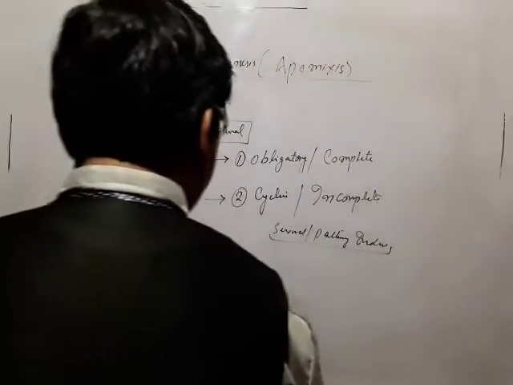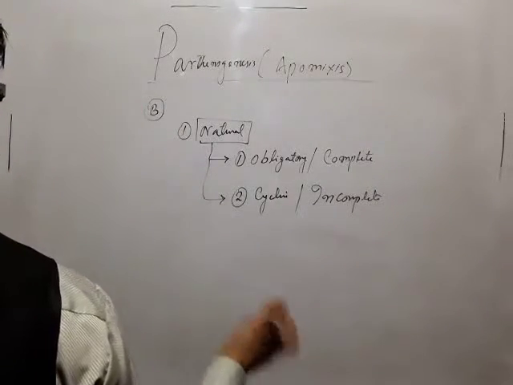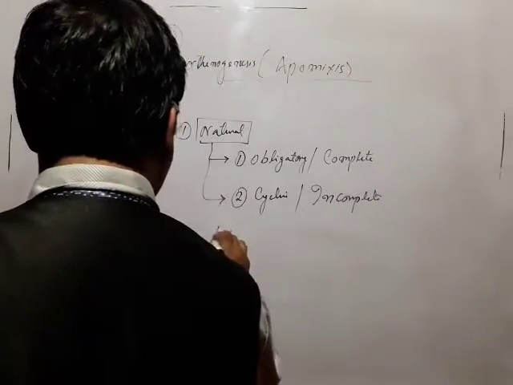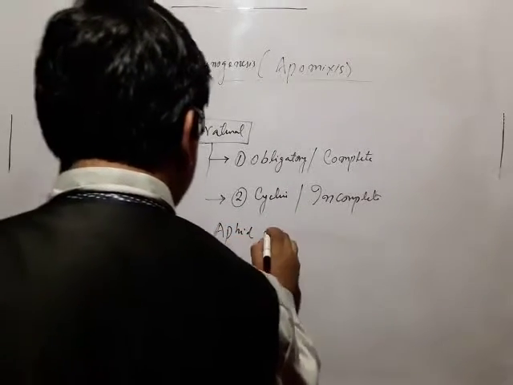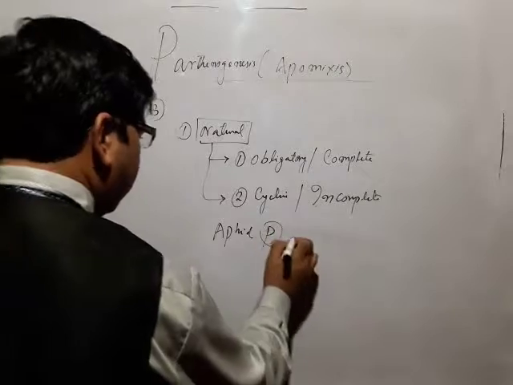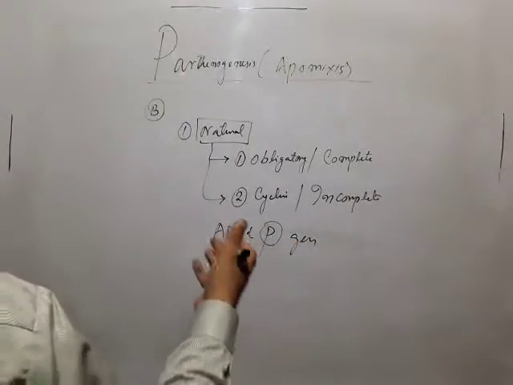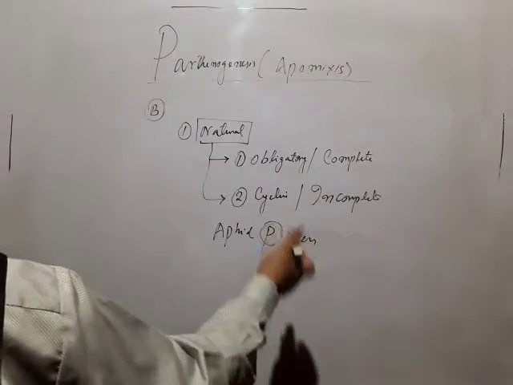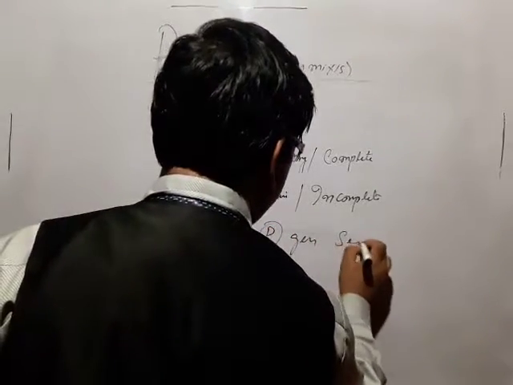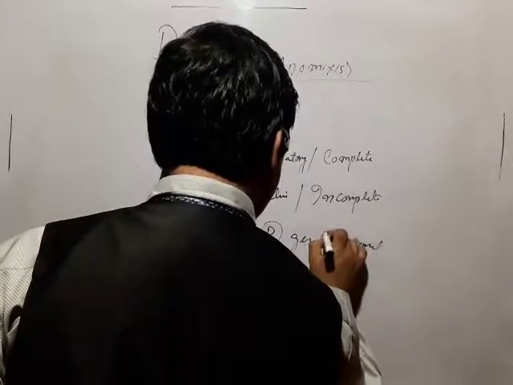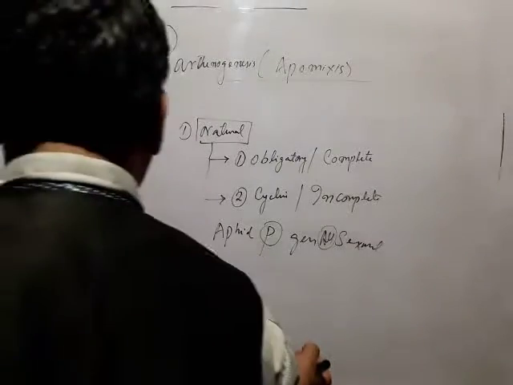For example, in aphids there is a parthenogenetic generation. Some generations get formed through parthenogenesis, then there is a sexual generation. So it alternates between parthenogenetic generation and sexual generation.